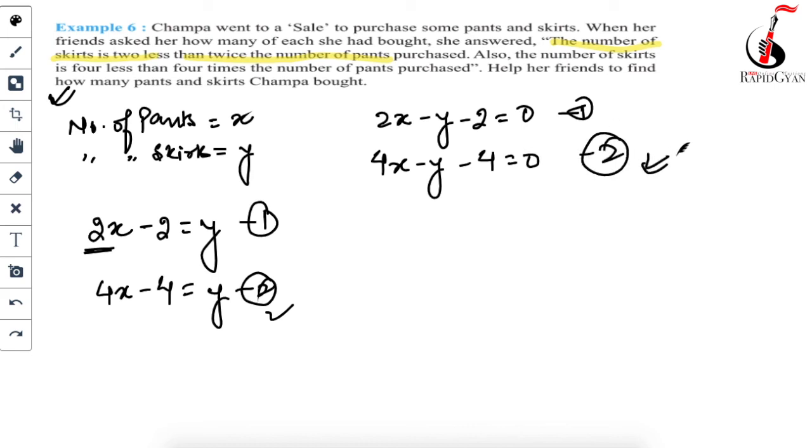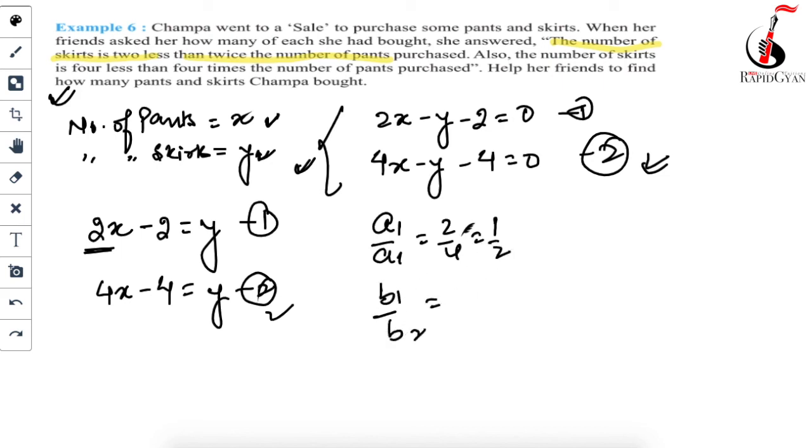And now you will have to find the value of x and y. In order to find the value of x and y, you will have to solve these two equations. And we only know the graphical method of solution. So how are we going to solve this? We are going to draw this on the graph paper, correct? Before drawing on the graph paper, first we will see whether a unique solution exists or not. So what is the value of a1 upon a2? a1 upon a2 is 2 upon 4, which is equal to 1 upon 2. What is the value of b1 upon b2? b1 upon b2 is minus 1 upon minus 1, which is equal to 1. So of course the first condition I can see is that a1 upon a2 is not equal to b1 upon b2.